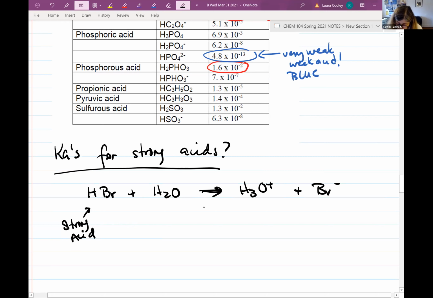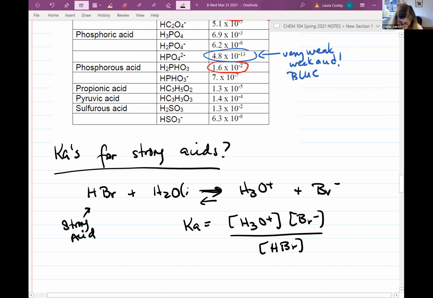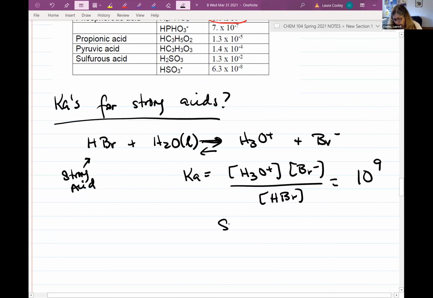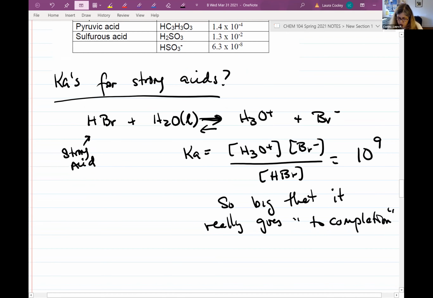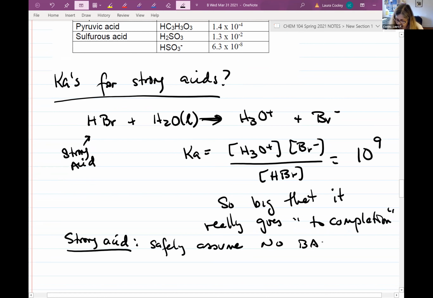It turns out that there actually is a Ka for this. And soon you'll know why we don't bother telling you about it. It's because it's so enormous. This is a liquid, doesn't count. This number is about 10 to the 9th. It is so big that it really goes to completion. So when you have a strong acid, you can safely assume that there is no back reaction.